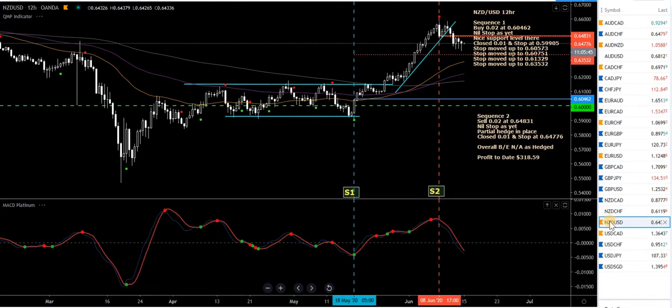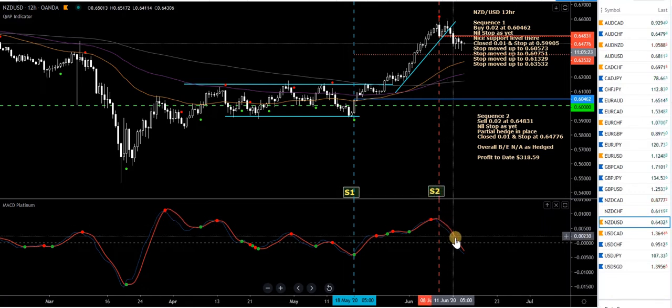New Zealand USD. Now, this is a bit of an interesting one. I'm in a buy back here. It's got a stop in place. That's sequence 1. You can read my notes there. Locking in profit. Can't lose on that. I took a sequence sell, a sell trade on sequence 2.